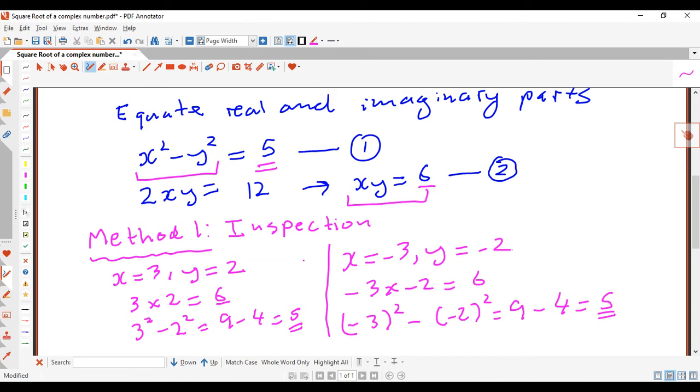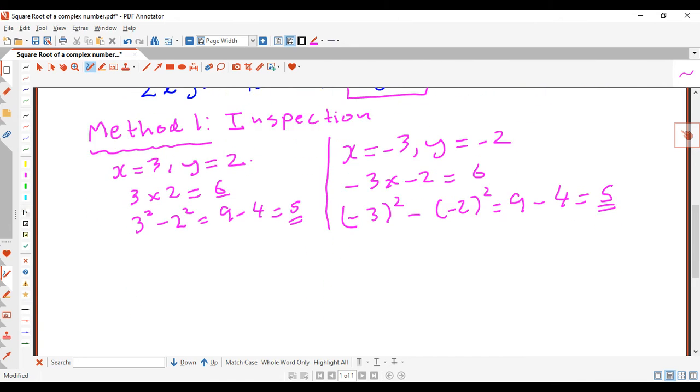All right. Now, if you didn't spot 3 and 2, you could have tried 6 and 1. 6 and 1 works for the second equation, but it doesn't work for the first one because 6 squared minus 1 squared is 36 minus 1, which is 35, and that's not 5. Okay, now we've got our two values, so we can now write down the answers. Okay, so z equals 3 plus 2i, that's one solution. Over here, z equals minus 3 minus 2i, because remember z was equal to x plus iy.